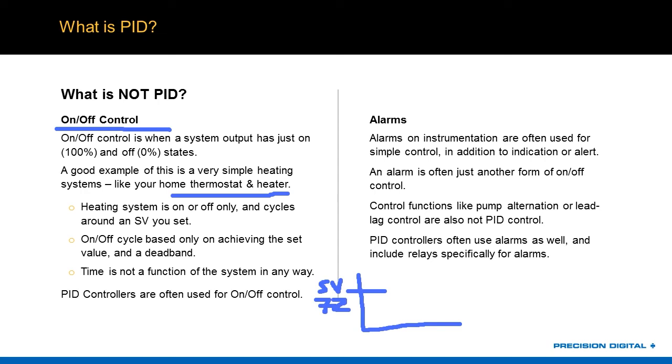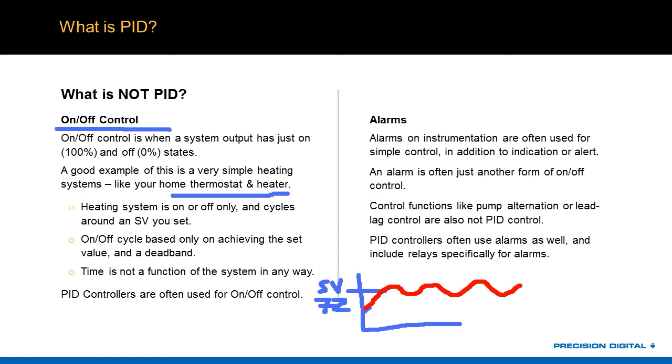Well, your house is going to heat up some, and it's eventually going to reach that set value. And then once you're 1 or 2 degrees over, it's going to turn off. It's going to let the house cool down a bit. And when it hits 70 degrees, let's say, it's going to turn on. And it doesn't really matter how long that takes. It's just going to get you into that cycle of on and off, all based around where I am in relation to my set value.